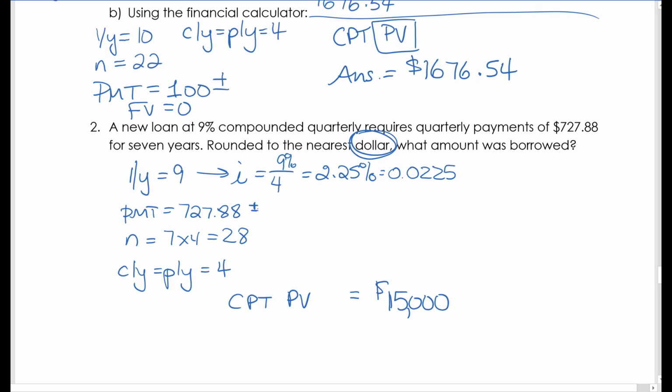Payment is $727.88. N is the 7 years times 4 payments per year, which is 28. Your compounding per year and your payments per year are both equal to 4. If you plug in the information in the calculator or in your formula, you should end up with $15,000. The original loan was $15,000. Note that it tells you to round to the nearest dollar, so make sure you don't leave any decimals. That ends up with $15,000.